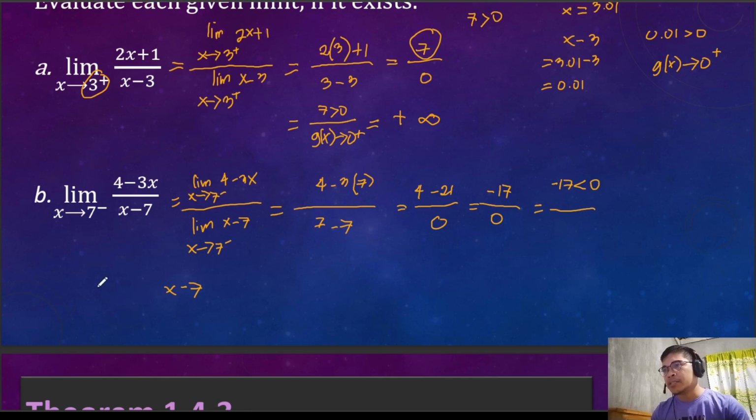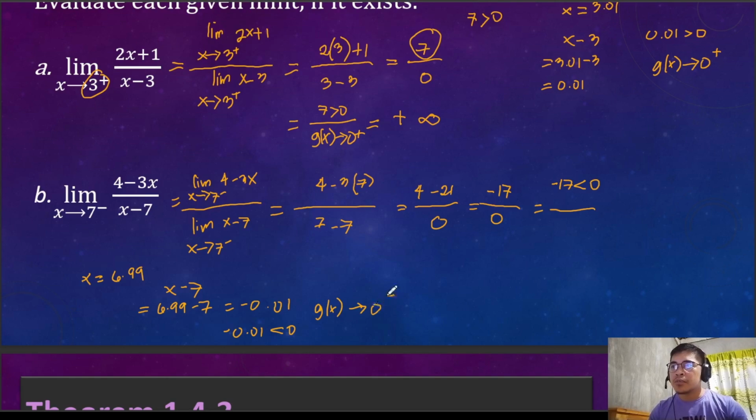So, meaning less than 7. So, I will choose x is equal to 6.99. So, substitute na to, 6.99 minus 7, which is equal to negative 0.01. And take note, negative 0.01 is less than 0. Therefore, our g of x approaches 0 from the left.